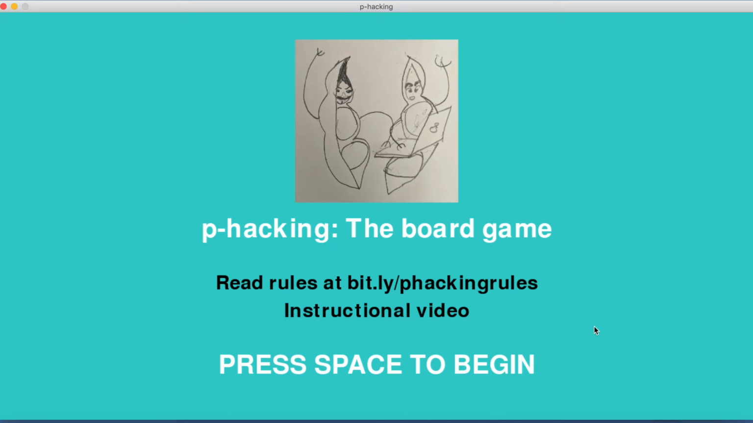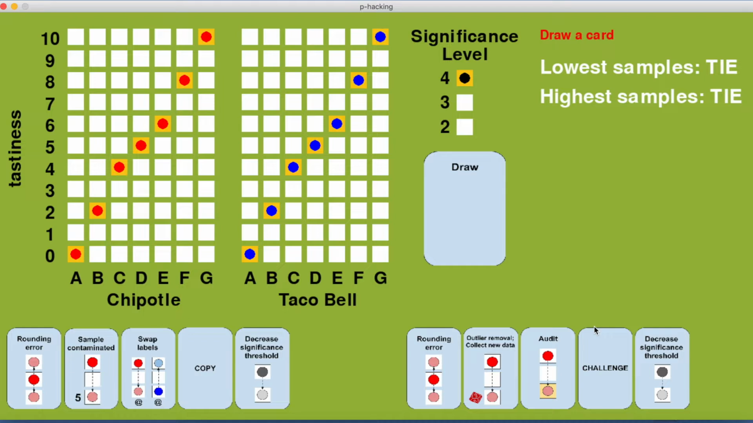In this game, there are two players who are researchers with opposite theories who are working to analyze the same data set. But throughout the game, they're each manipulating the data, trying to get it to support their theory. So this is the game board, and the data is split between a red population and a blue population.